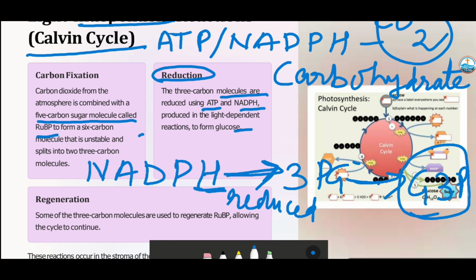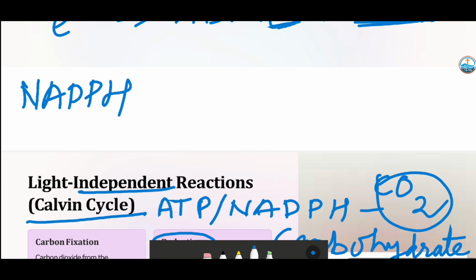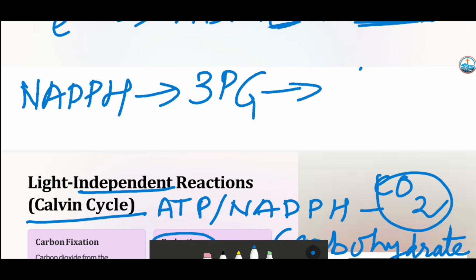Just note down these pointers. It will reduce to 3PG, and 3PG will be reduced again to G3P. All right, G3P. If you want, I will write it again. When electrons are added from NADPH, it will reduce to 3PG. What is 3PG? The phosphoglycerate molecule, and again it will reduce to G3P.